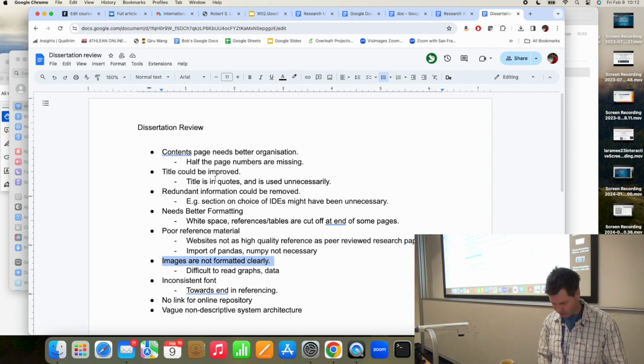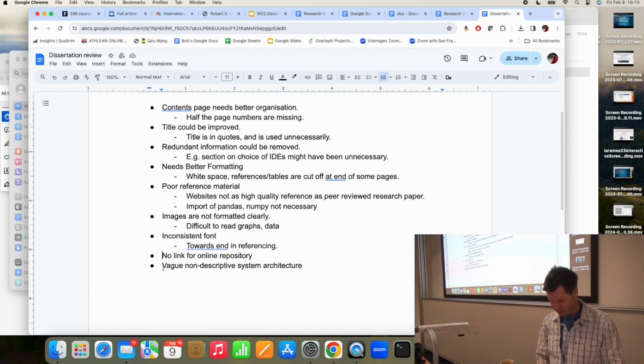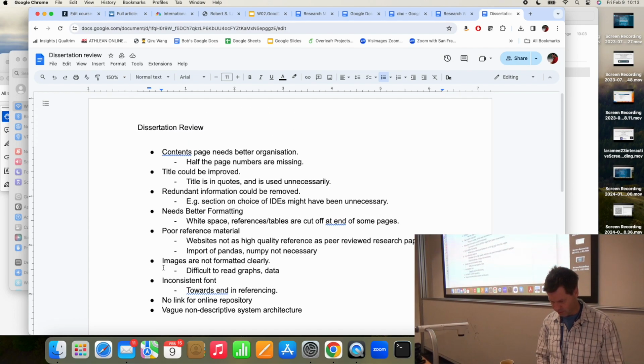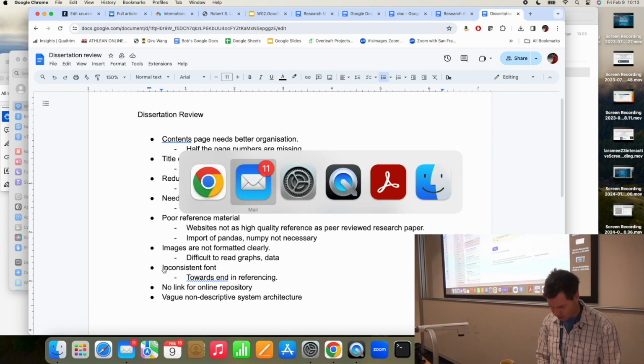Inconsistent font, yes. No link for the online repository. Vague, non-descriptive system, yes, that's correct. So this group identified some problems, some big problems.